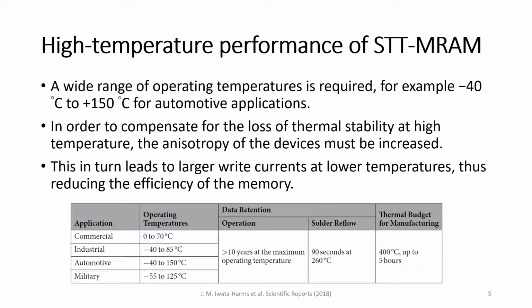So in order to compensate for the loss of thermal stability at high temperature, the anisotropy of the device must be increased. And when we increase the anisotropy, it will lead to larger write currents. And this means that the efficiency of the MTJ will reduce.